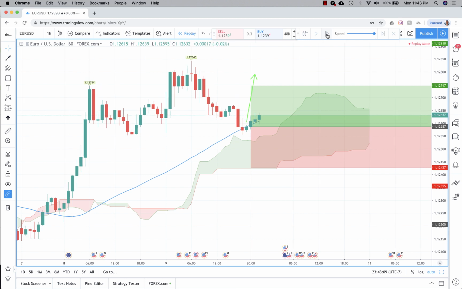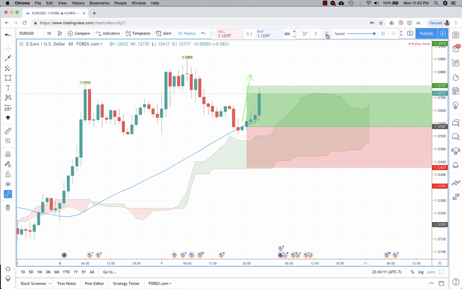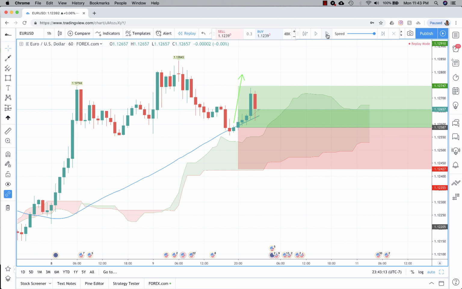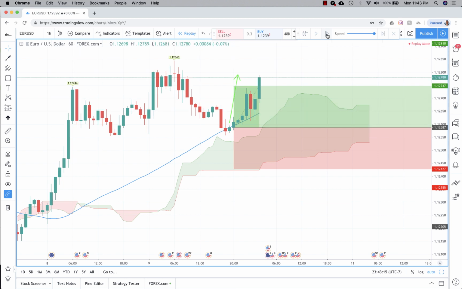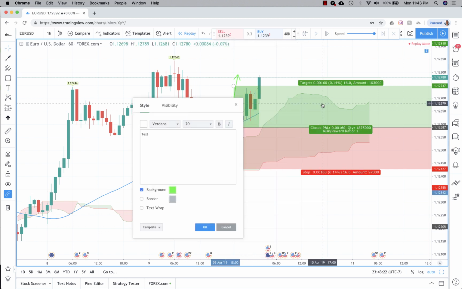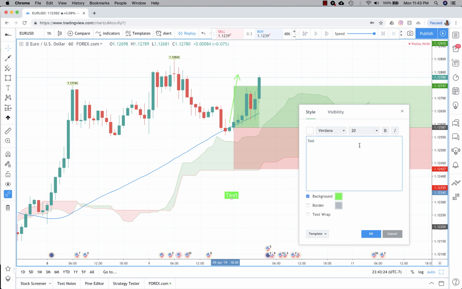Next one, next one, next one, almost. Oh, retraced a little bit. Let's go back. There we go, winner. So again, let's calculate our wins. Well, this was 16 pips. So winner, made a plus 16 pip gain.